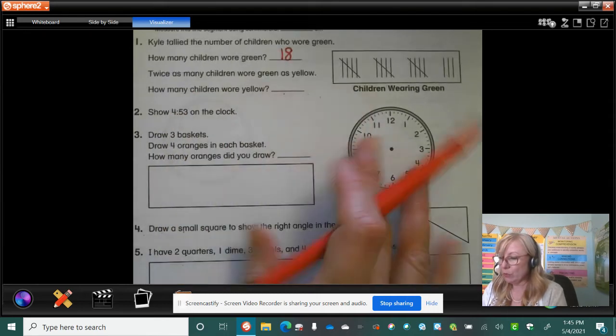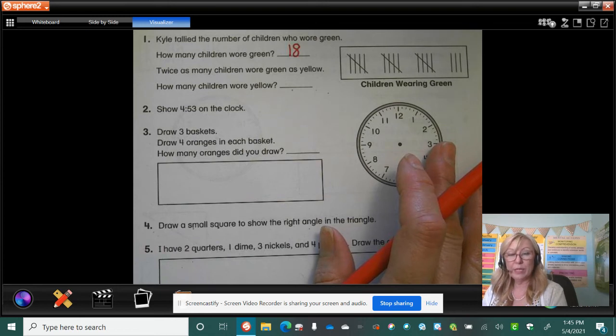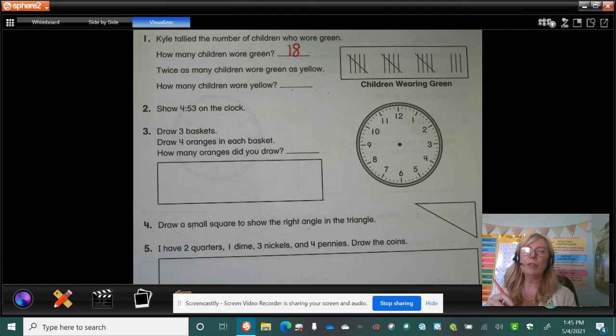Oh, now they're getting really tricky. Twice as many children wore green as yellow. How many children wore yellow? I'm going to give you a second to figure this one out. You can hit pause if you want to try it on your own and challenge yourself. Remember, it never hurts to try and be wrong because that's how we learn. But if you want to follow along with me, go ahead and continue.